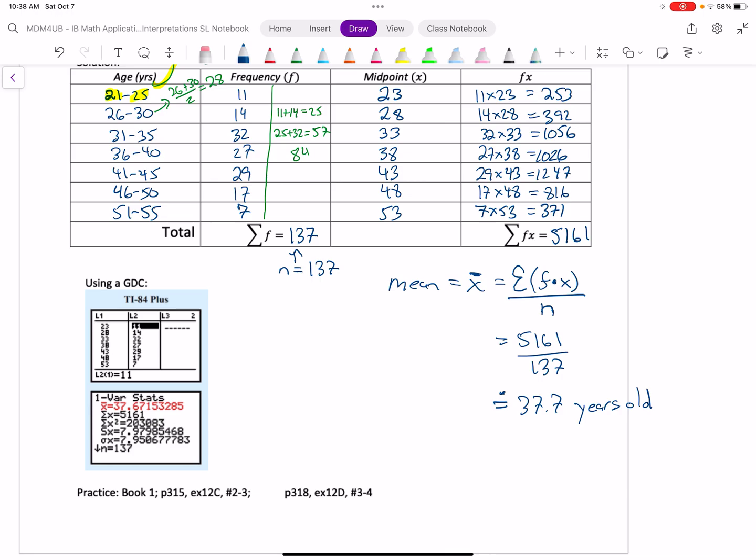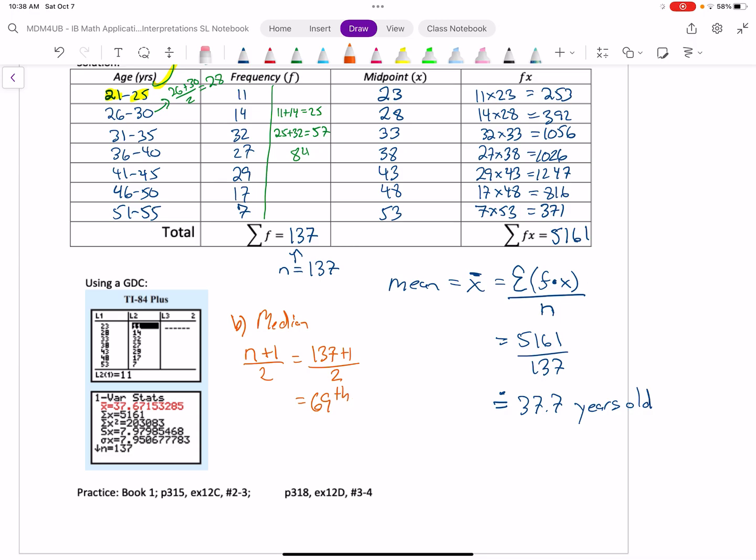If I wanted the median, so let's say I had a second part here, which is what's the median. I'm going to show you how to do this on the calculator anyway, but let's just try this one. So remember, to find the rank of the median, you take the number of data points, that's 137, plus 1, divided by 2. And we get, in this case, the 69th data point.